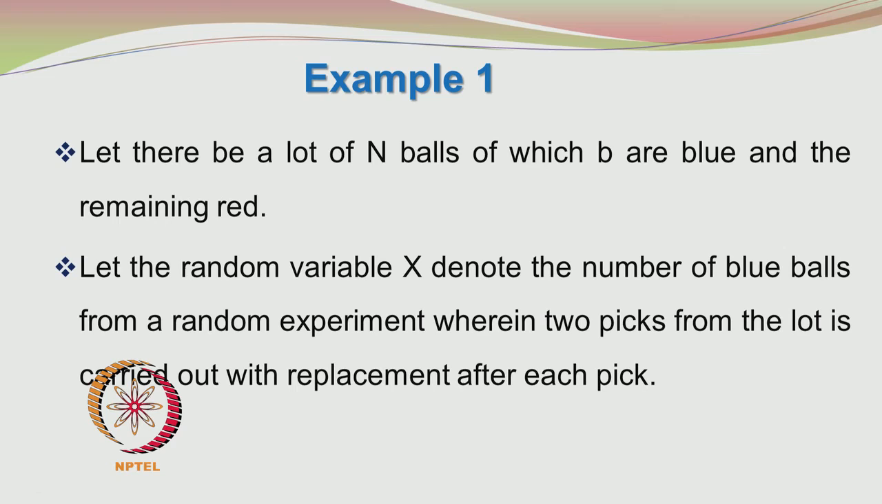We will take a simple example. Okay. So, let there be a lot of n balls of which B are blue in color and the remaining are red. Okay. I am sure that this kind of problem or variance of this problem you would have seen several times in the past. So, let us define the random variable as the number of blue balls that have been picked. The random experiment is performed by taking 2 picks from the lot. Okay, you take one ball, note the color, put it back, take the next ball, note the color and then put it back. Okay. So, this is called picking and replacing.